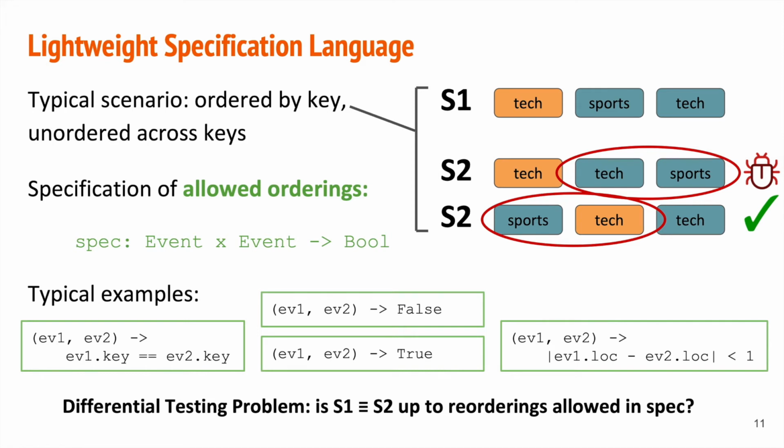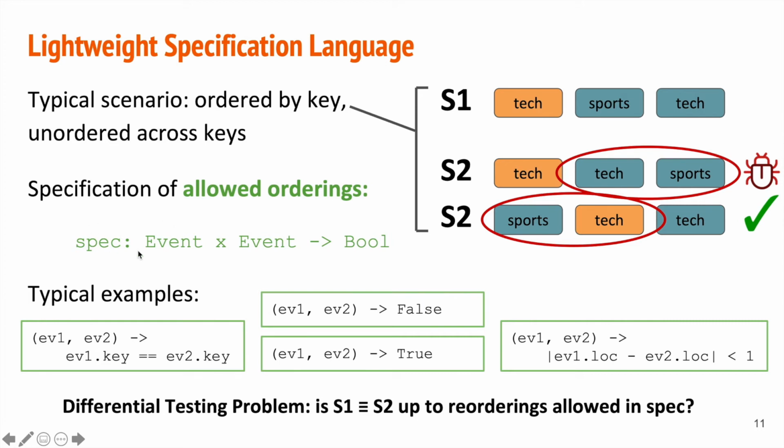So let me say a little bit more about the specification language. A typical scenario is that data is ordered by keys and unordered across keys. For example, here I have stream 1 and 2 possibilities for stream 2 that I'm doing differential testing for. And as we saw in the example, stream S2 is buggy and stream S2 is correct. The way you specify the ordering behavior here is that events of the same region, in other words, blue events and yellow events, are ordered, so they shouldn't be out of order. But events of different regions, blue and yellow events, can be unordered with respect to each other.